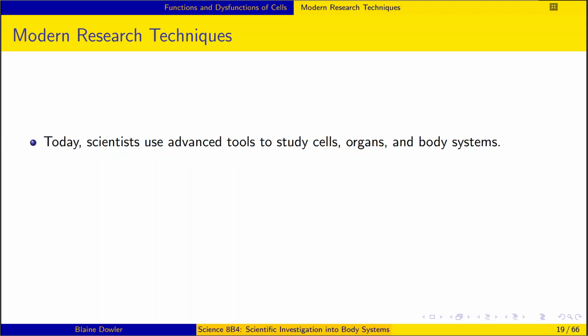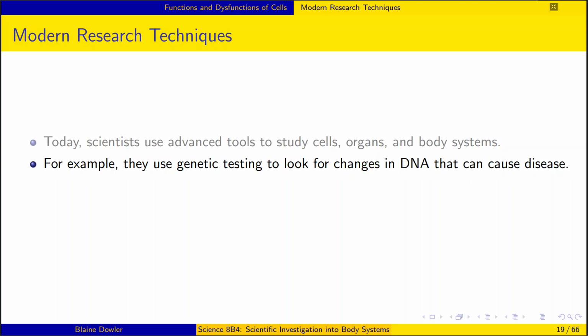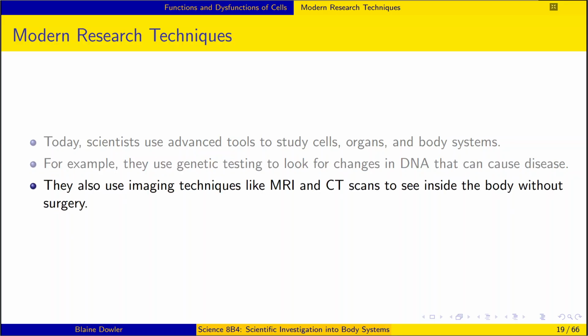Modern research techniques. Today, scientists use advanced tools to study cells, organs, and body systems. For example, they use genetic testing to look for changes in DNA that can cause disease. They also use imaging techniques like MRI and CT scans to see inside the body without surgery.